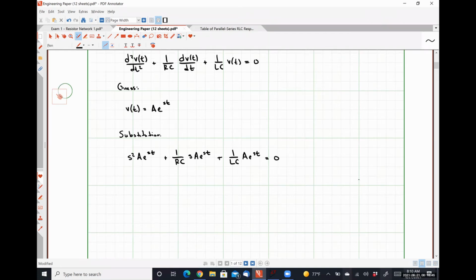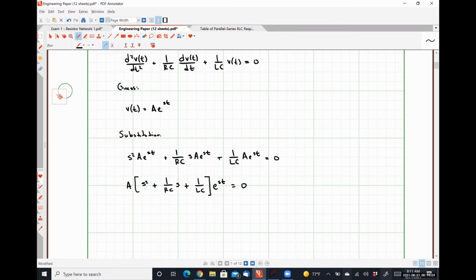And I'm going to rearrange this slightly as well. Everything has a common factor of A, so I'm going to move that to one side. Then I have s squared plus 1 over RC times s plus 1 over LC, and everything has a common factor of e^(st) as well. So my goal here is to figure out what makes this expression go to 0.